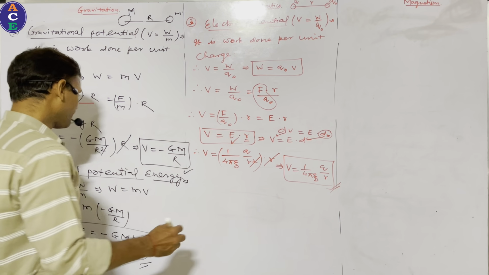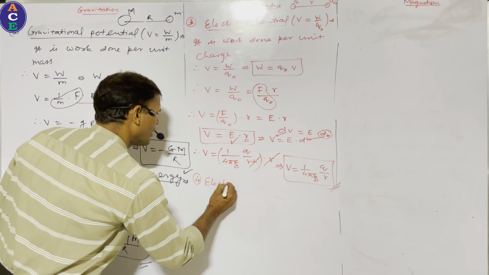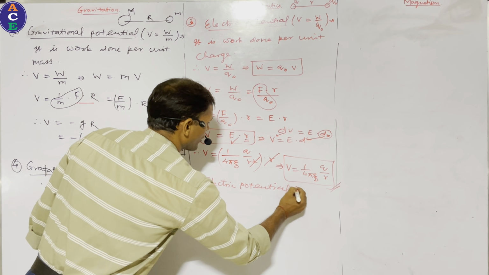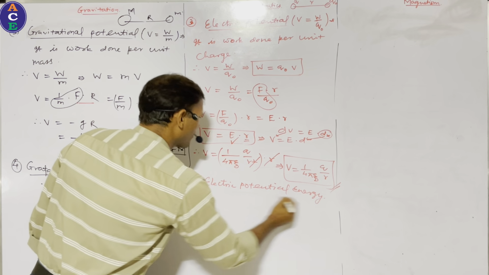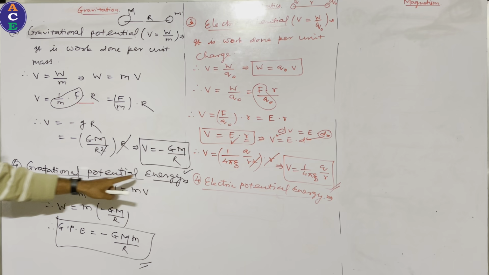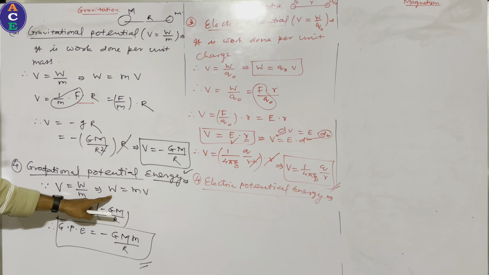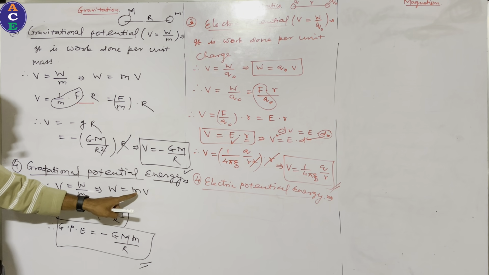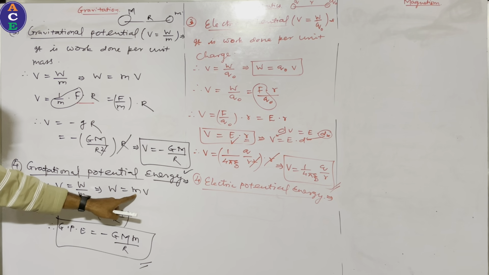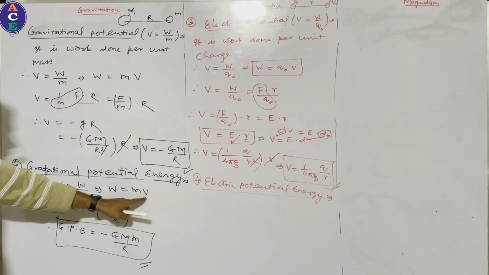Now next thing is the electric potential energy. What is the electric potential energy? Same as it was in gravitational potential energy. So what did we find for gravitational potential energy? This is the form of work done, which is the product of mass into gravitational potential. Mass into, what will come there? In place of mass there is charge, charge into electric potential.